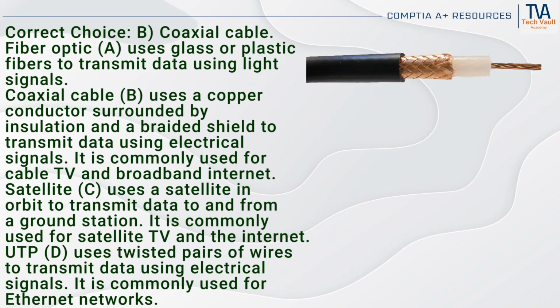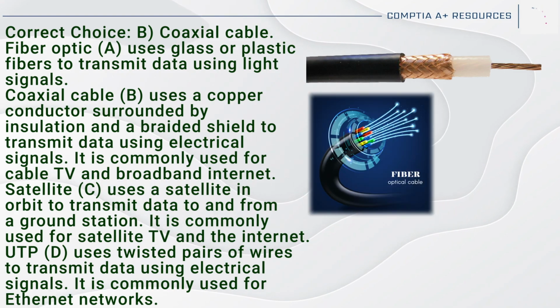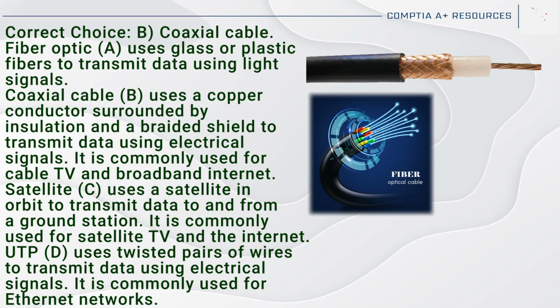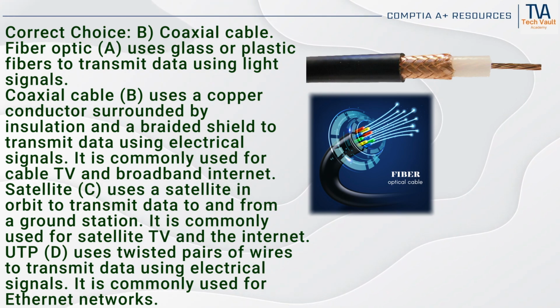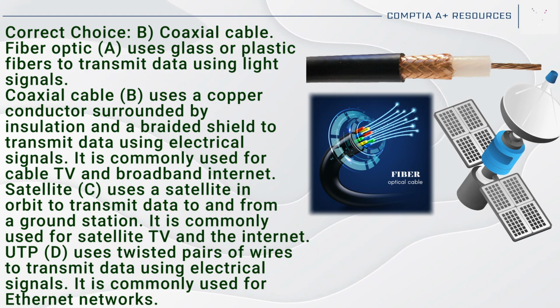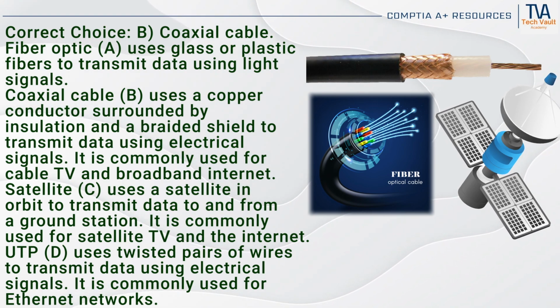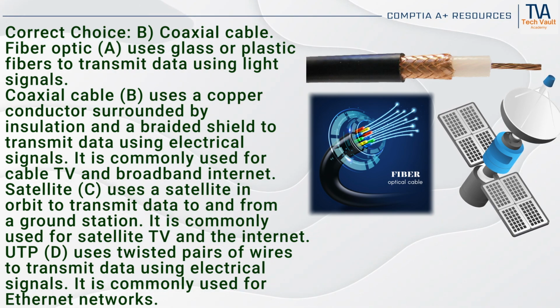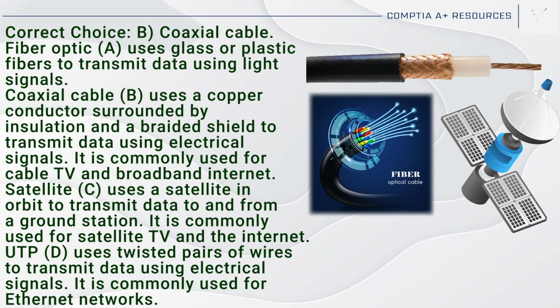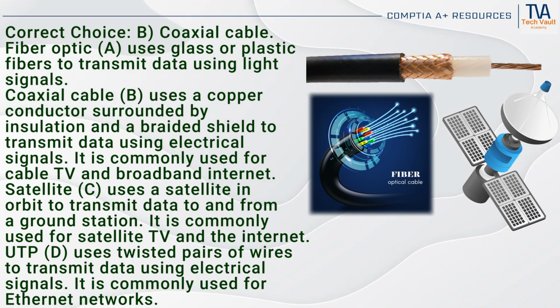Correct choice, B. Coaxial cable. Fiber optic, A, uses glass or plastic fibers to transmit data using light signals. Coaxial cable, B, uses a copper conductor surrounded by insulation and a braided shield to transmit data using electrical signals. It is commonly used for cable TV and broadband internet. Satellite, C, uses a satellite in orbit to transmit data to and from a ground station. It is commonly used for satellite TV and the internet. UTP, D, uses twisted pairs of wires to transmit data using electrical signals. It is commonly used for Ethernet networks.